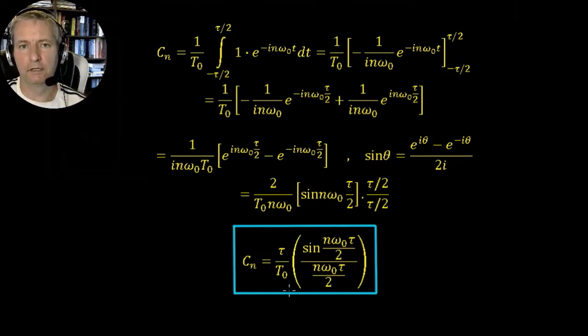T0 is our period, τ is our pulse width. So let's have a look at this in a graphical format on the next slide.